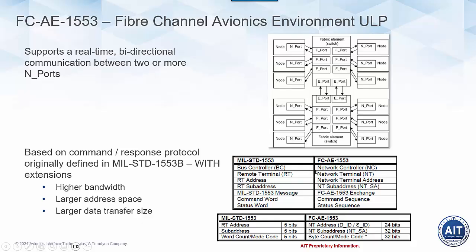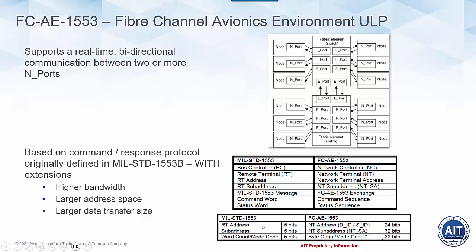So if we look at some of the comparisons here, what you would call a bus controller in 1553 is referred to as a network controller in FC-AE 1553. A remote terminal is referred to as a network terminal. An RT address is a network terminal address, RT subaddress, network terminal subaddress. What is a MIL-STD 1553 message is referred to as an exchange in FC-AE 1553. A command word is actually a command sequence, a sequence of Fibre Channel frames. The status word is a status sequence.